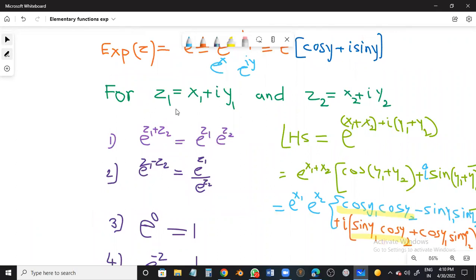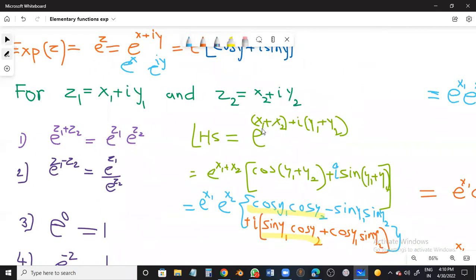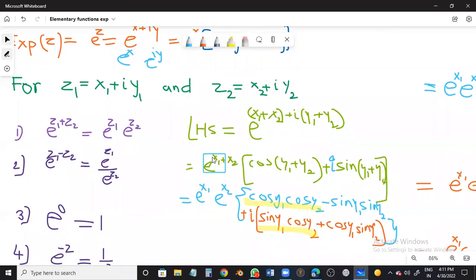What I mean by z1 plus z2: real part plus real part is the real part, and the imaginary part is the sum of the imaginary parts. So we get e raised to x1 plus x2 plus i times y1 plus y2. By Euler's expansion, e raised to x1 plus x2 stays as it is, and for the imaginary part we write cos of y1 plus y2 plus i sin of y1 plus y2. Now, x1 plus x2 being real, using laws of indices this part becomes e raised to x1 into e raised to x2.